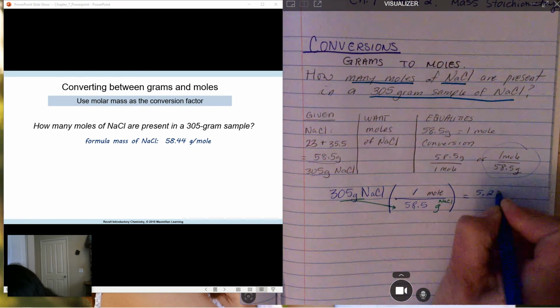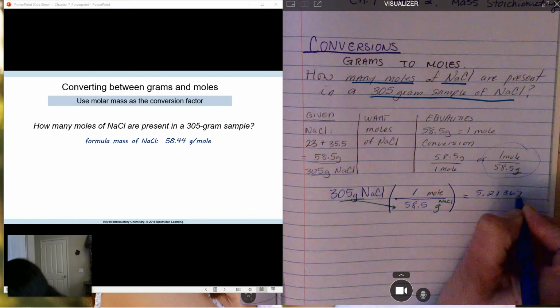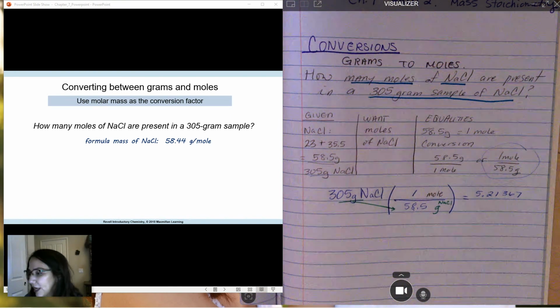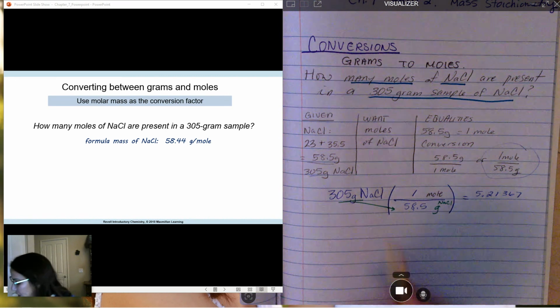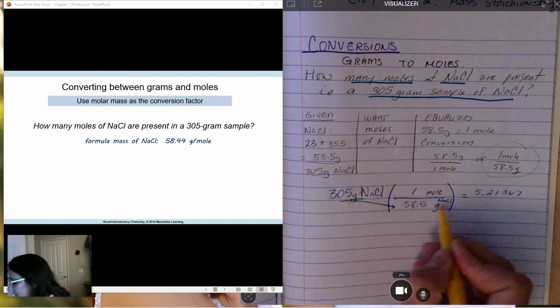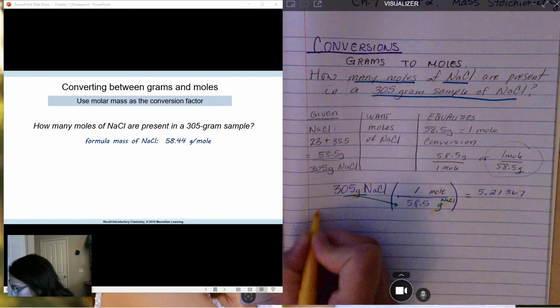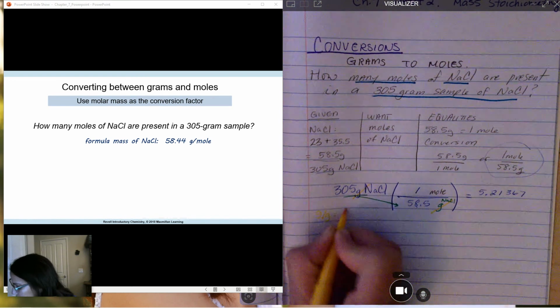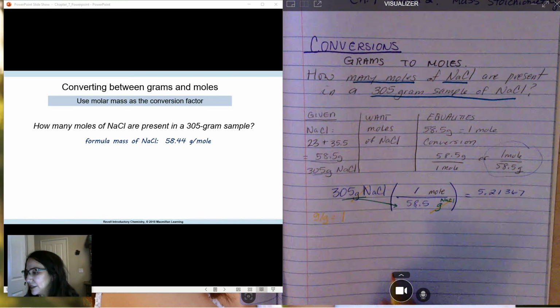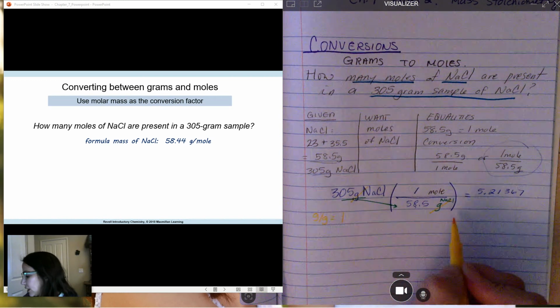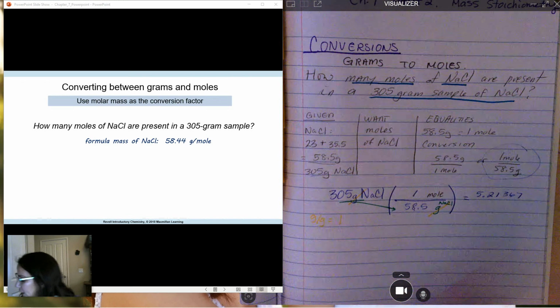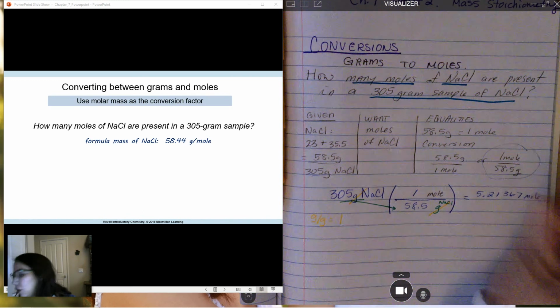I'm going to write a whole bunch of numbers down. 3, 6, 7. Okay. And now let's go ahead and cancel out the units that don't belong. Grams divides with grams, right? Grams over grams is equal to 1, so they cancel out. Moles does not cancel out with anything. Therefore, my unit is going to be mole.